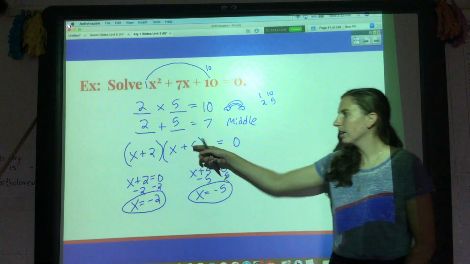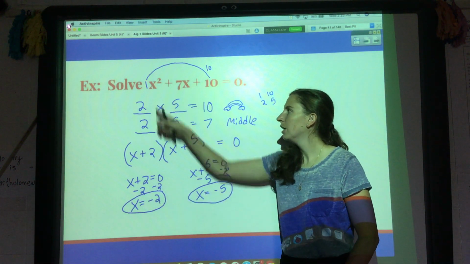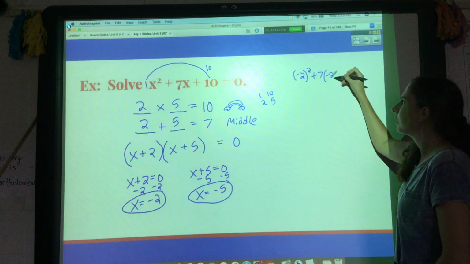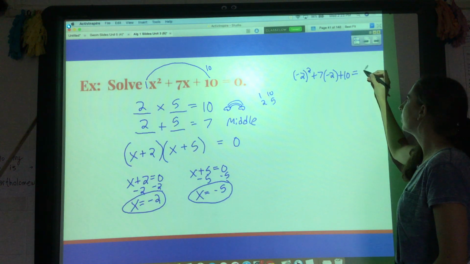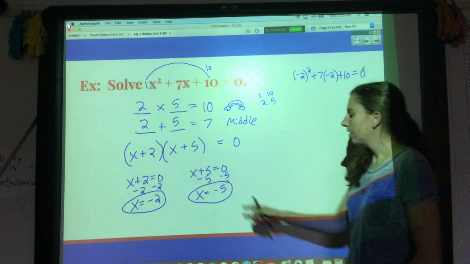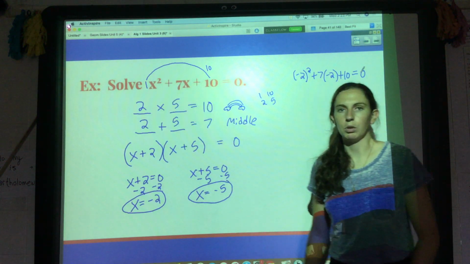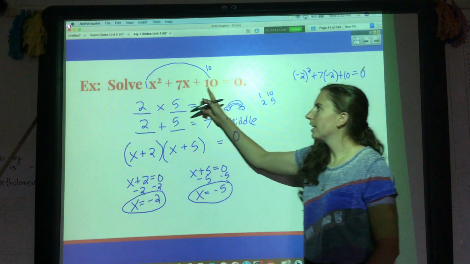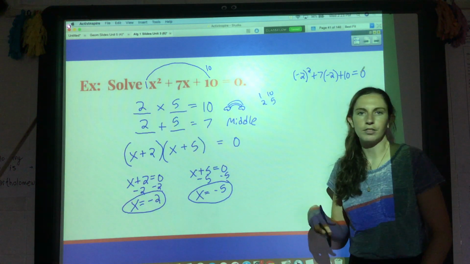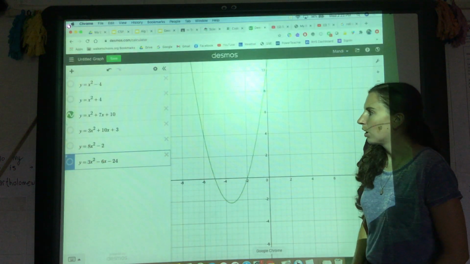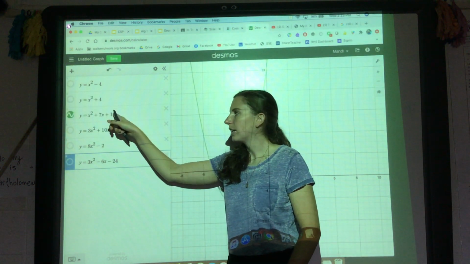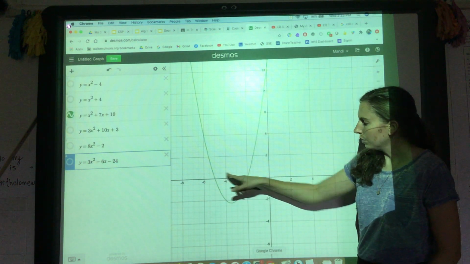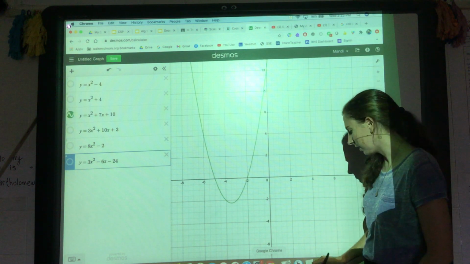You could plug them in here or even here and make sure it works. If I do -2 squared plus 7 times -2 plus 10, does that actually equal 0? It should. If I plug in -5 for both, it should work as well. You could also graph this thing here. Instead of 0, put it like a y or f of x and see if it works. So here's my graph, x squared plus 7x plus 10. You can see it hits at -2 and -5. So that's a way you can check your work too.